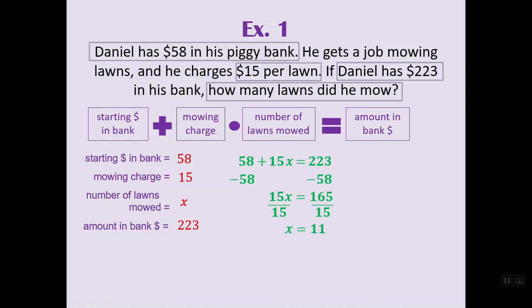Well, what does that mean? We look back at our labels, it says x stands for the number of lawns mowed. So we're going to answer our question in a sentence. And our answer is, if Daniel has $223 in his bank, he mowed 11 lawns.